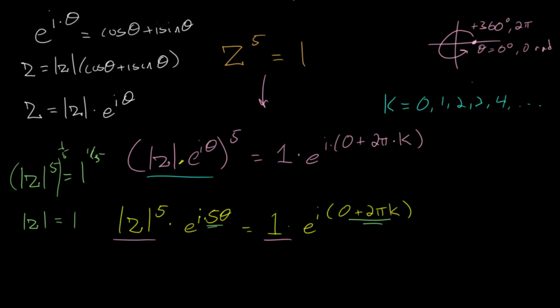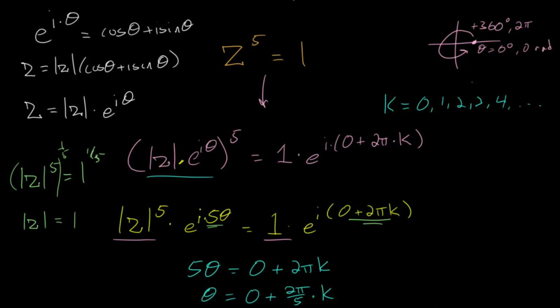angle. We can say that this angle, 5 theta, is equal to this angle over here, which is 0 plus 2 pi k. And let's divide each side by 5. We get 0 over 5, which is 0, plus 2 pi over 5 multiplied by k. And this will give us all of our solutions.